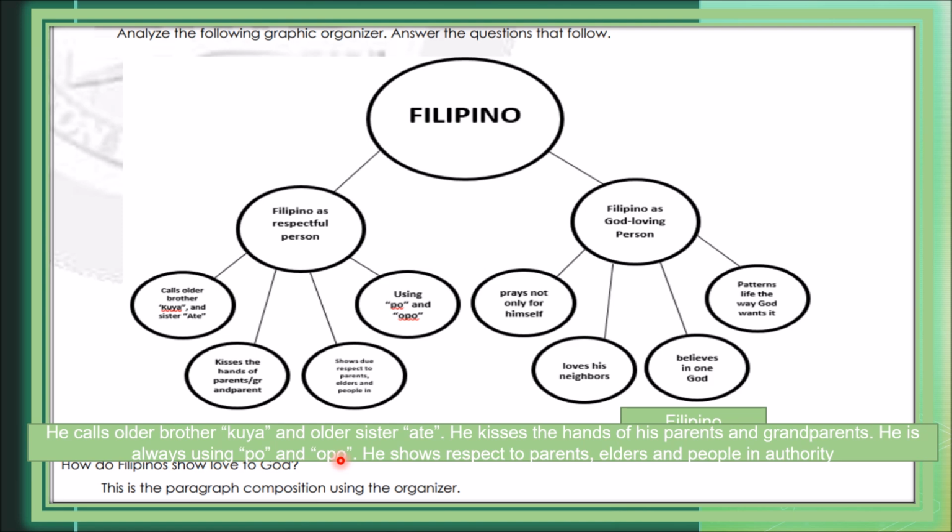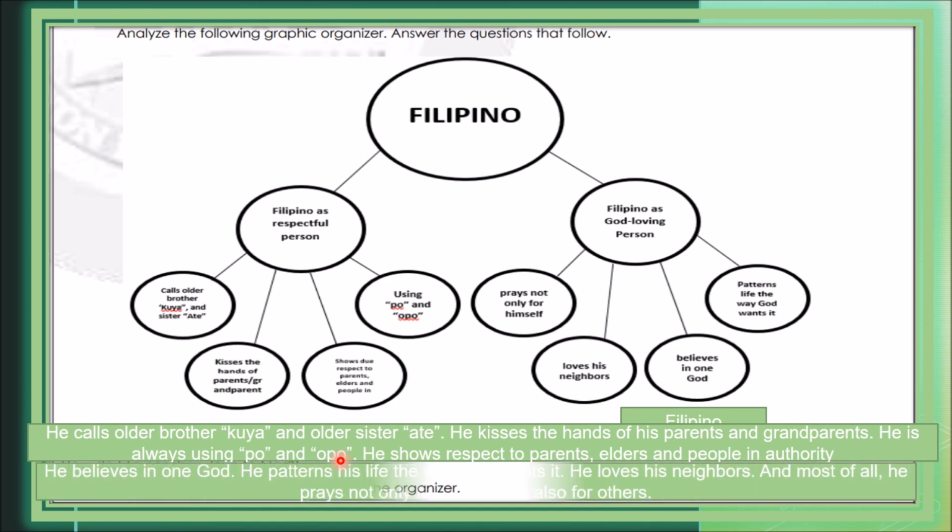Then, how do Filipinos show love to God? Nakalagay na rin dyan sa semantic web na yan. Ang gagawin na lang natin ay isusulat natin. Paano daw? So, he believes in God. He patterns his life the way God wants it. Then, he loves his neighbors. And most of all, he prays not only for himself, but also for others. Ang sunod na tanong, kayo na ang sasagot. Okay?